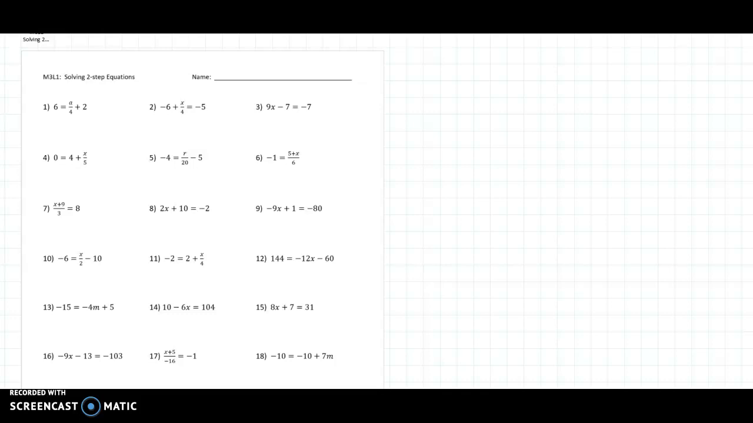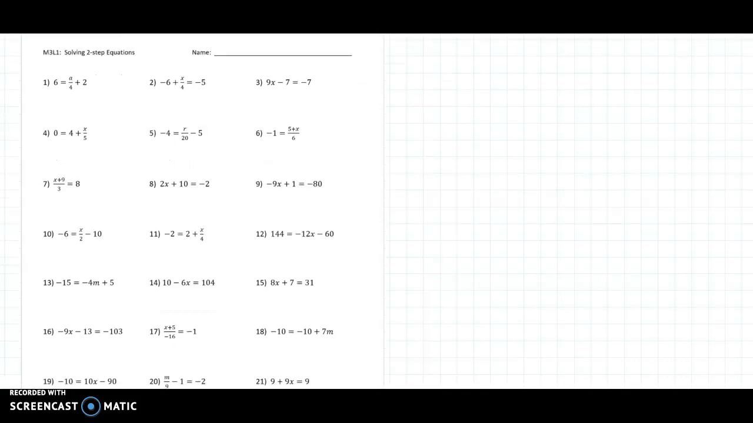We're going to take a look at a few of the practice problems from the worksheet you had today. Let's start with number 1. 6 equals a divided by 4 plus 2. I always suggest that we read these out loud. 6 equals a divided by 4 plus 2.